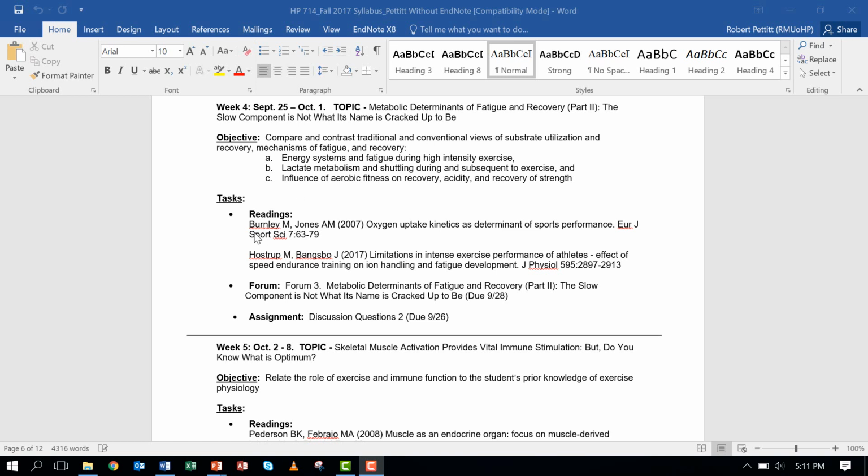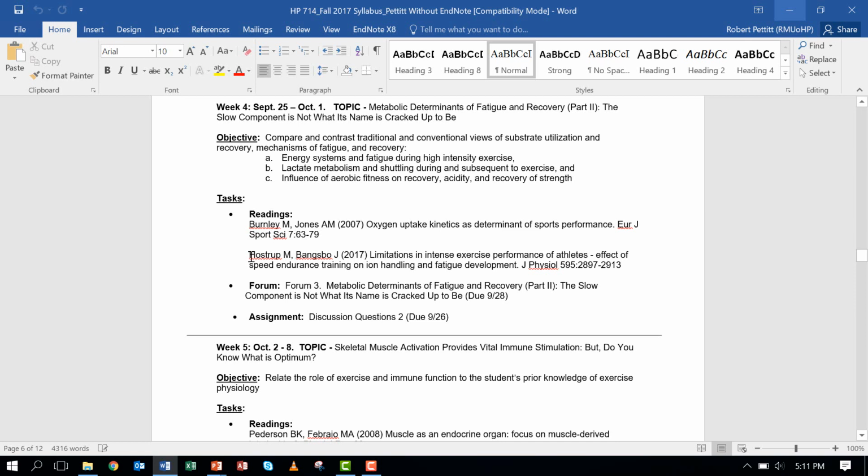So we'll explain that. This paper here, Burnley and Jones, they're both British. I'm not sure where Burnley has migrated to. I know Andy Jones has been at Exeter University for, well, I think his whole career, and he's quite an interesting guy. I think he's done a lot for the field and really hasn't been recognized for it.